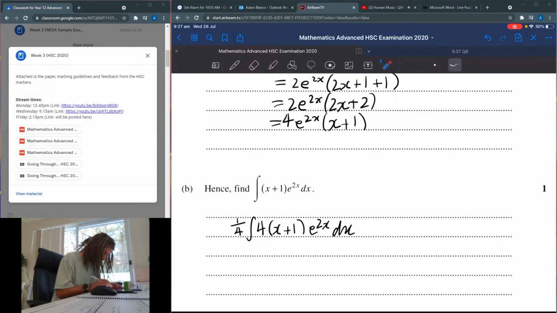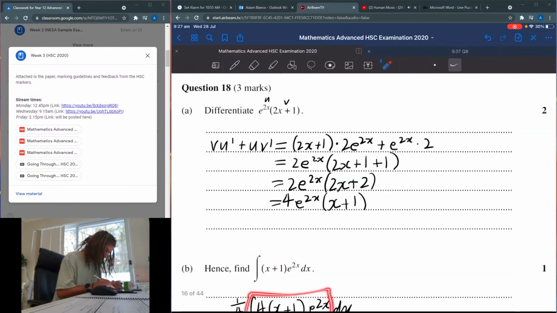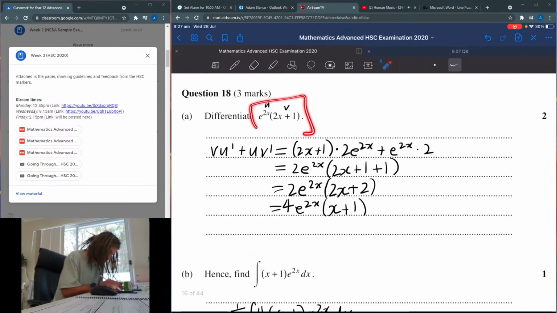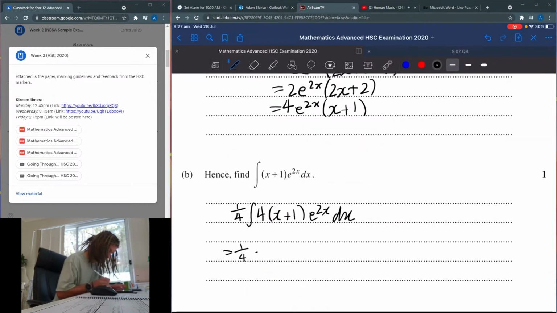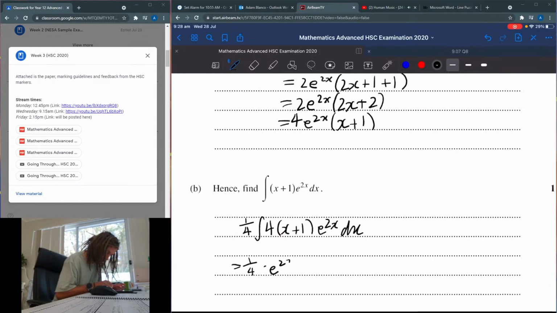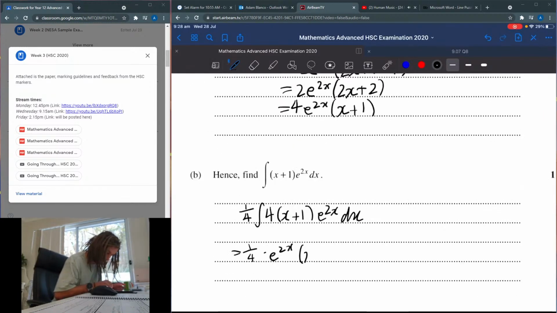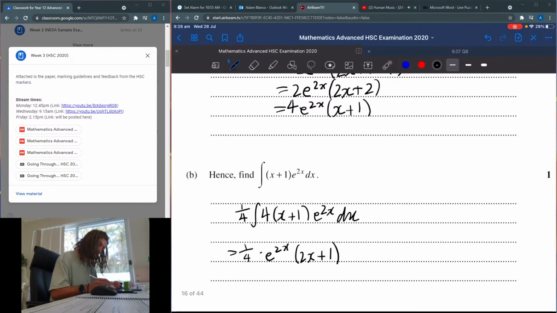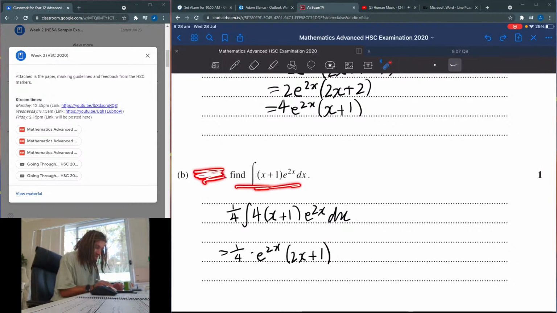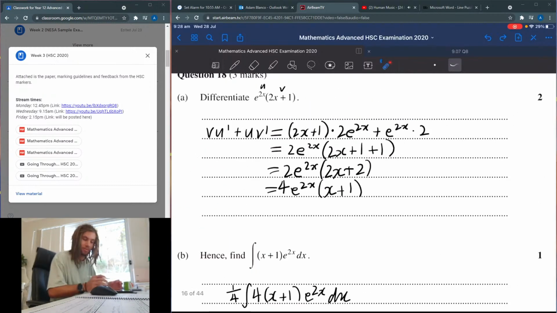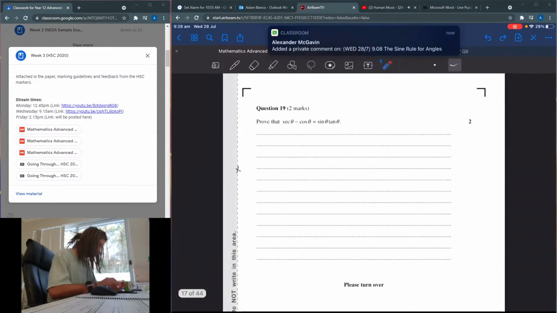Okay, and now I know what the integral of this is. It's what I started with. So that's just equal to 1/4 times e to the 2x, 2x plus 1. Done. And you can see that that's only 1 mark. So really all you're doing is reading off your solution from the last question. But a pretty common question, because people will just forget this "hence" exists and then they'll try and start integrating this. But when it says hence, generally look up is what it's implying.